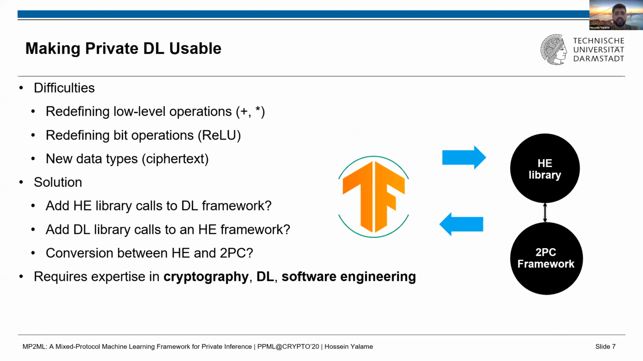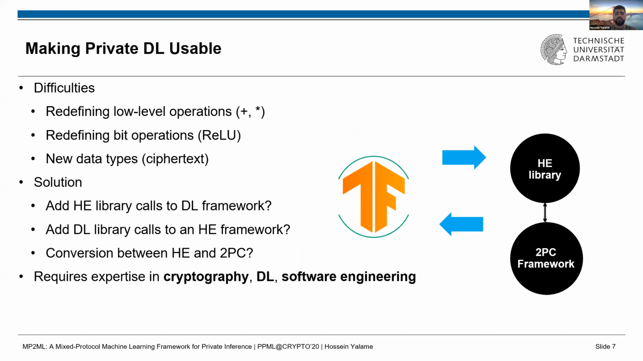And here we have one question: how can we deploy private DL? For this question, we have several difficulties. First of all, we have to redefine low-level operations, such as addition and multiplication. Here we have new data types: ciphertext and plaintext, as opposed to the floating point numbers in the machine learning world.